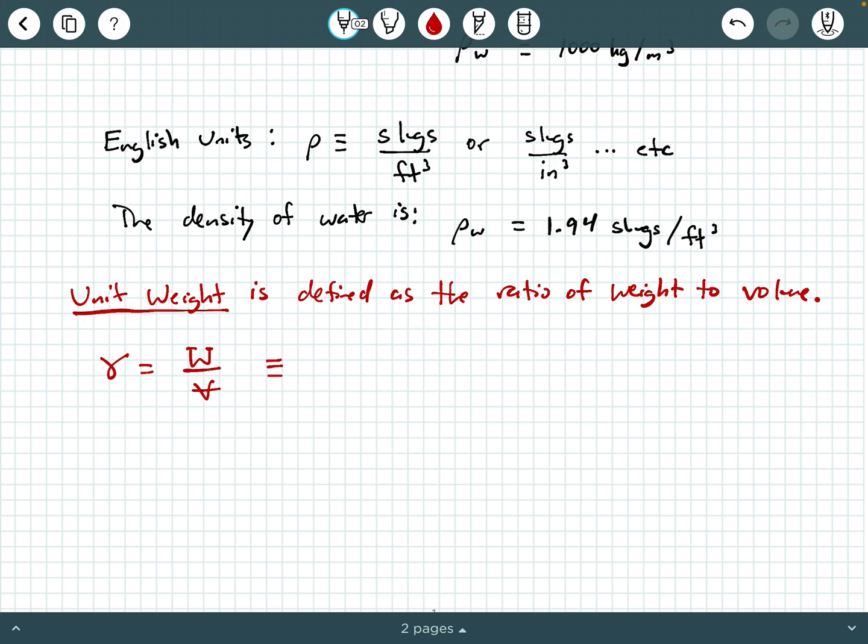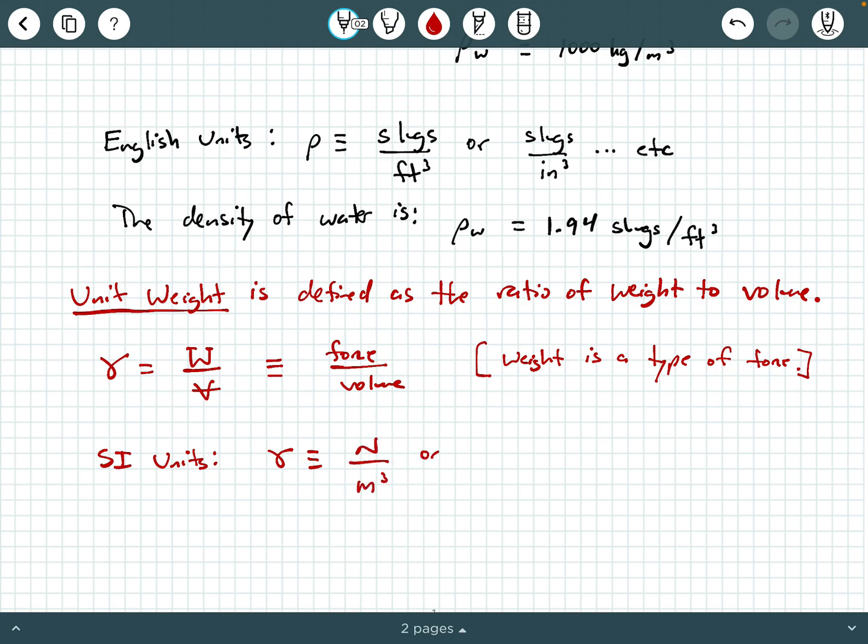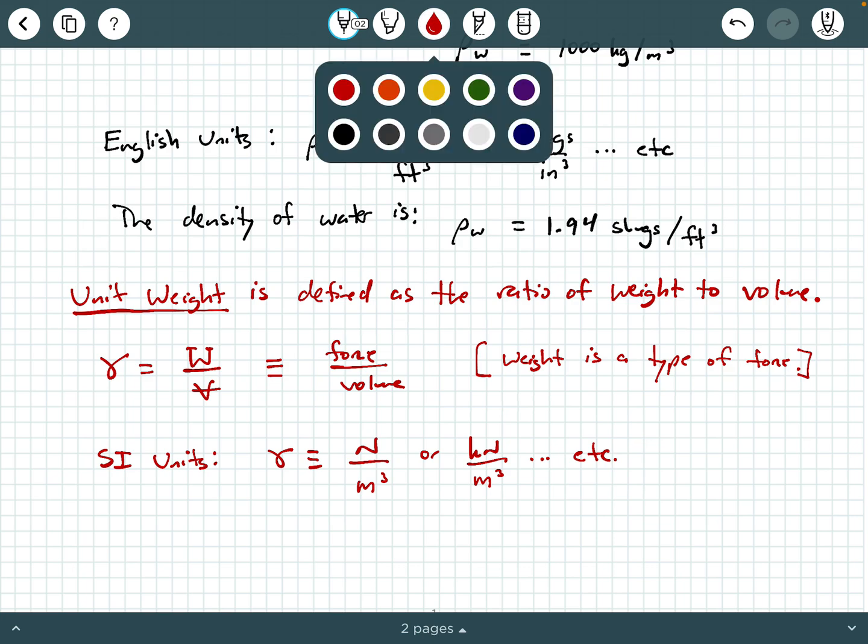So what would the units be for unit weight? Well, again, you have force per volume. Okay, and remember weight, we'll put a note here, weight is a type of force. So instead of kilograms per cubic meter, you would have something like newtons or kilonewtons per cubic meter. So let's look at SI units and write some of these down. SI units. So unit weight would have units, for example, of newtons per cubic meter, or possibly kilonewtons per cubic meter, etc. Now, this should not be confused with pascals. So we'll make a little note here, okay?